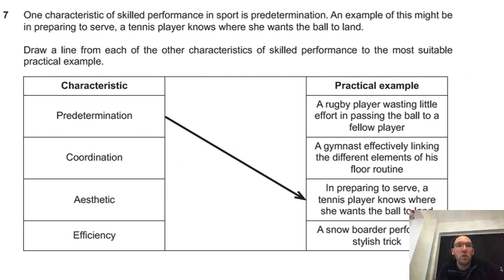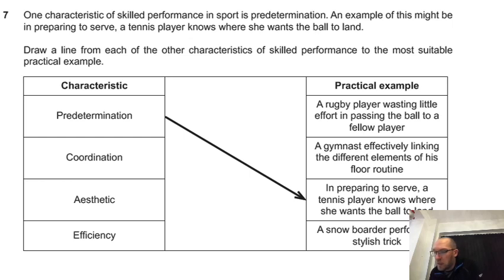Right, number 7. One characteristic of a skilled performance in sport is predetermination. An example of this might be in preparing to serve. A tennis player knows where she wants the ball to land. Draw a line from each of the other characteristics of skill performed to the most suitable practical example.